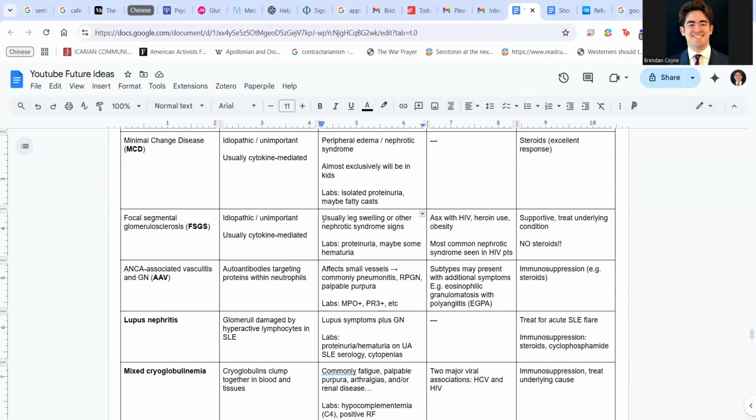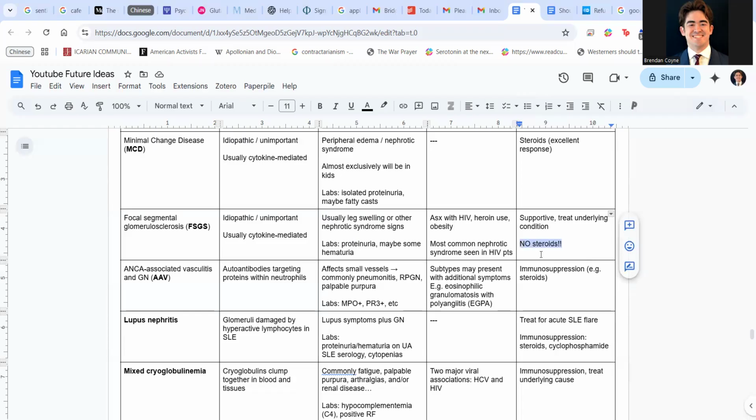It is mostly a nephrotic syndrome, so it will present with leg swelling and proteinuria, maybe some hematuria on labs. It's associated with HIV, heroin, and obesity. So these are three important associations to remember for FSGS. In fact, it's the most common nephrotic syndrome seen in HIV patients. So the treatment is supportive and treat the underlying condition. So if they are a heroin user, or if they have HIV, or if they're obese, treat those conditions because that is likely what's contributing to the FSGS itself.